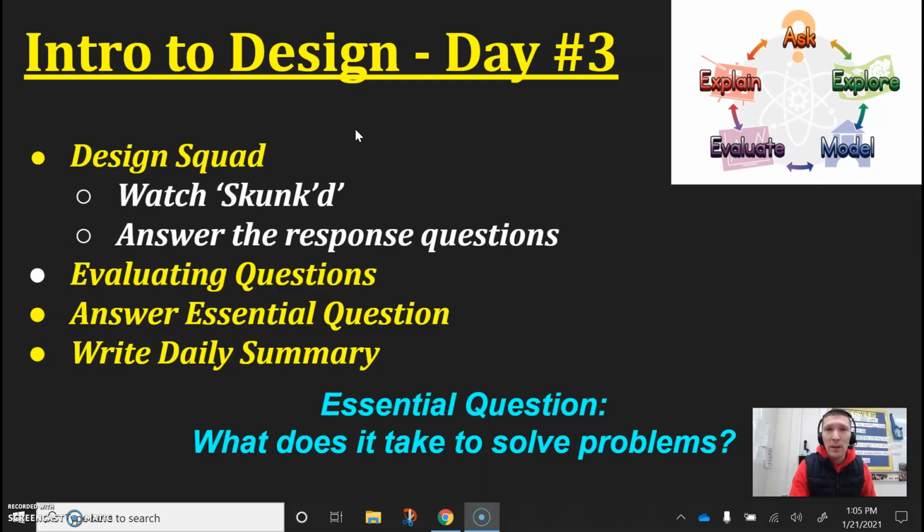And you'll have two teams competing against each other. They use the design process, trying to make a better product. And so hopefully you'll pick up on some things they do that are going through the design process, and you'll answer the response questions after watching the video. After that, you're going to jump to the evaluating questions at the bottom of your design notebook. There's about 8 questions for you to answer, and other than that, it'll be finishing up your design notebook with answering the essential question and the daily summary.